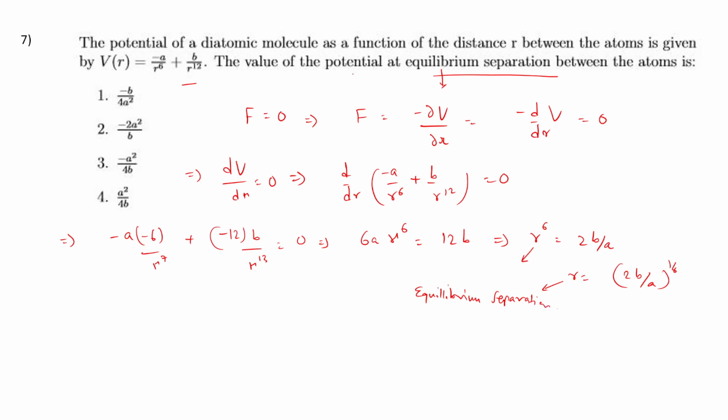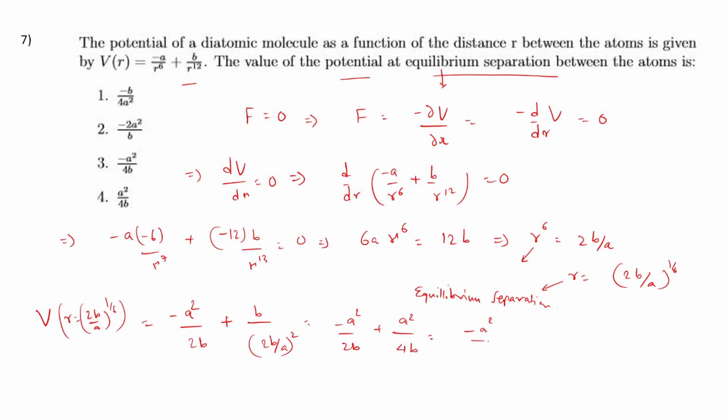So what is the value of the potential at this value of r? You have to put V at r equal to (2b/a)^(1/6). You just put that: minus a over r^6, where r^6 is 2b over a, plus b over r^12, which is (2b/a) whole squared. So it is minus a^2 over 2b plus a^2 over 4b. So it is minus a^2 over 4b. So this is your answer.